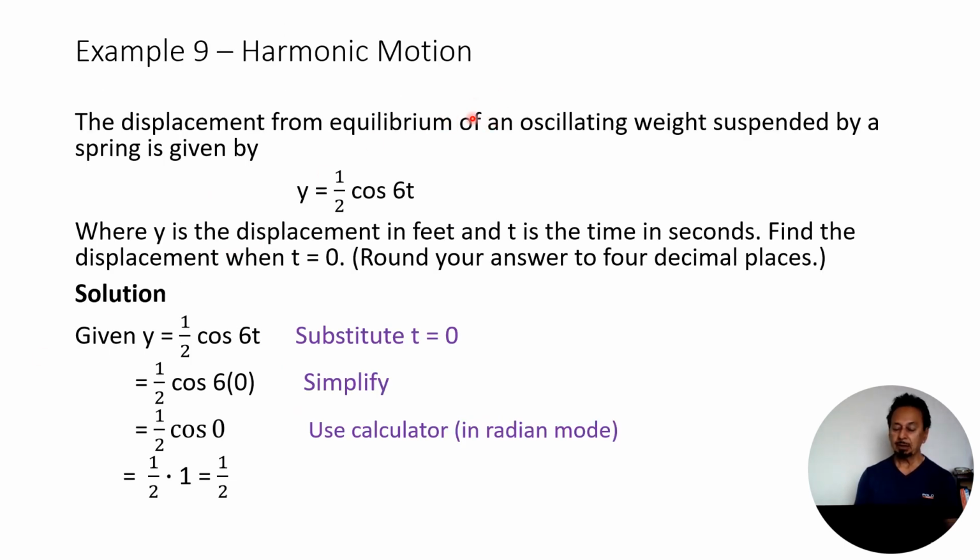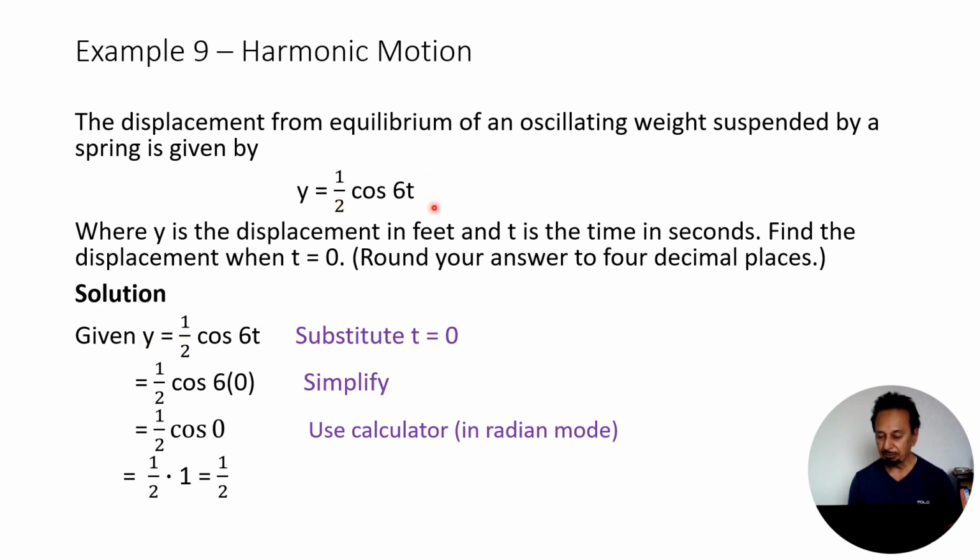Example 9. The displacement from equilibrium of an oscillating weight suspended by a spring is given by y equals 1 over 2 cosine 6t. y is the displacement in feet and t is the time in seconds. Find the displacement at t equal to 0. So t is given, and we have to find y.